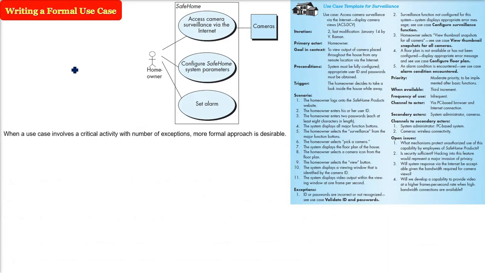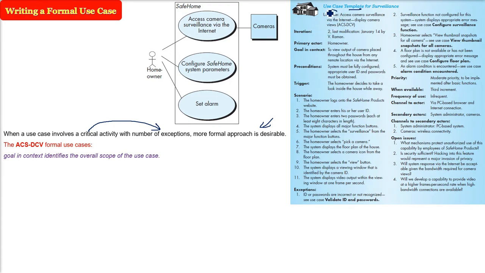Now, how to write a formal use case? Because if a use case is involving a critical activity where we have a number of exceptions, we need to have a formal approach. This is the template we have to use. You cannot just narrate and write certain things. You have to use a formal approach. And it is always better to use a use case template and write a formal use case. So the ACS-DCV function, the formal use case, will be written like this.